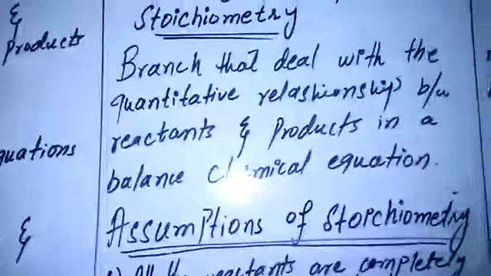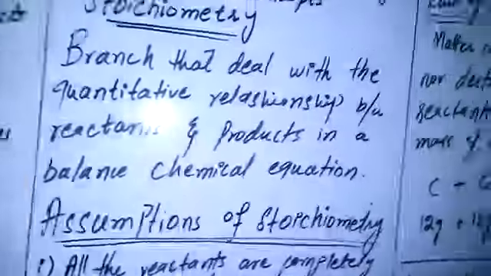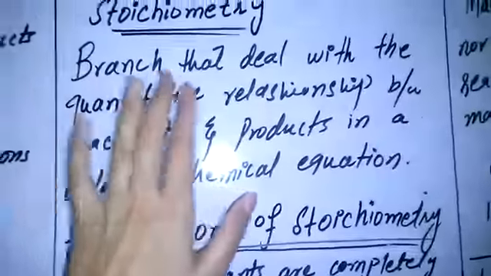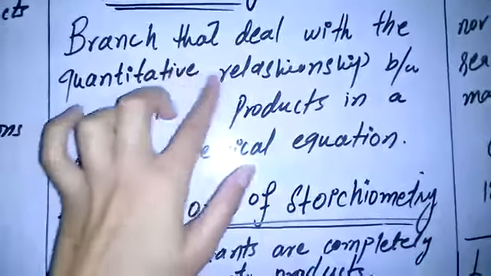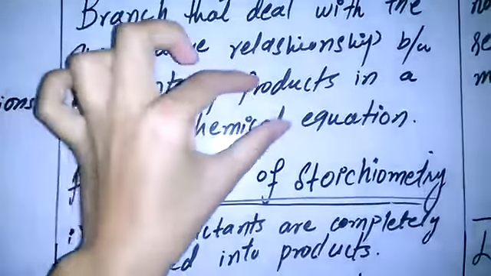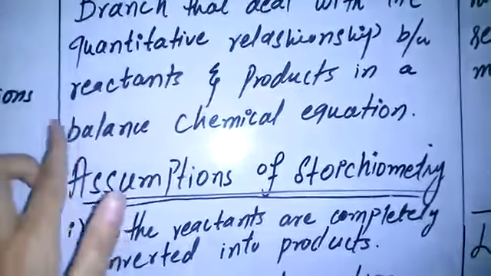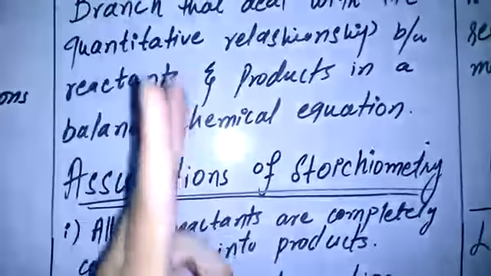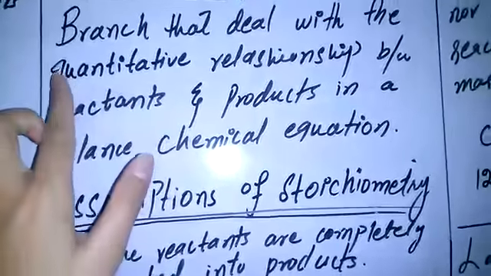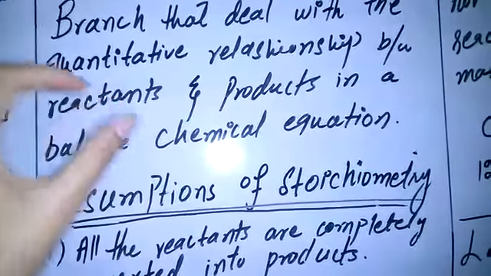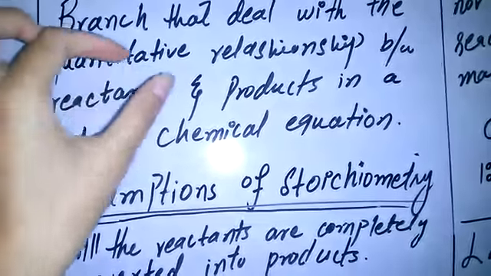Okay, now we will move toward stoichiometry. We will define stoichiometry first of all. Stoichiometry is the branch of chemistry that deals with the quantitative relationship between reactants and products in a balanced chemical equation. I write balanced chemical equation. The equation should be balanced. And second, in the balanced chemical equation we will discuss the quantitative relationship.